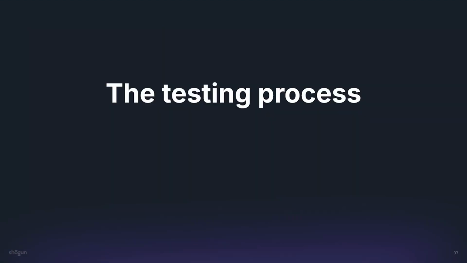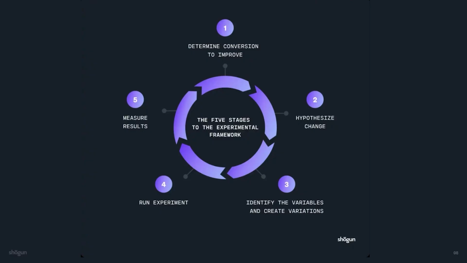So let's talk about the testing process and how it all works together in a virtuous cycle. Pretty simple stuff, but it's worth thinking about. You need to determine the conversion you want to improve. What's the metric? Hypothesize a change, identify the variables, create your variations, run your experiment, measure results, voila. And now we've learned something, okay?